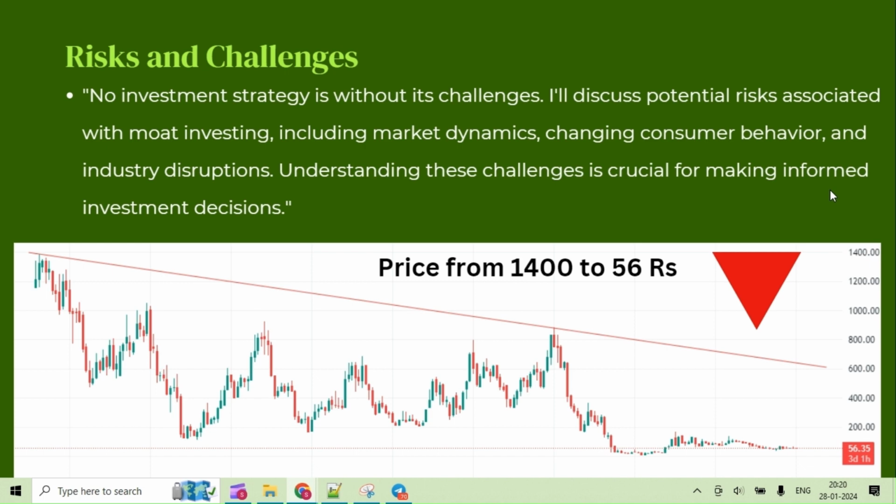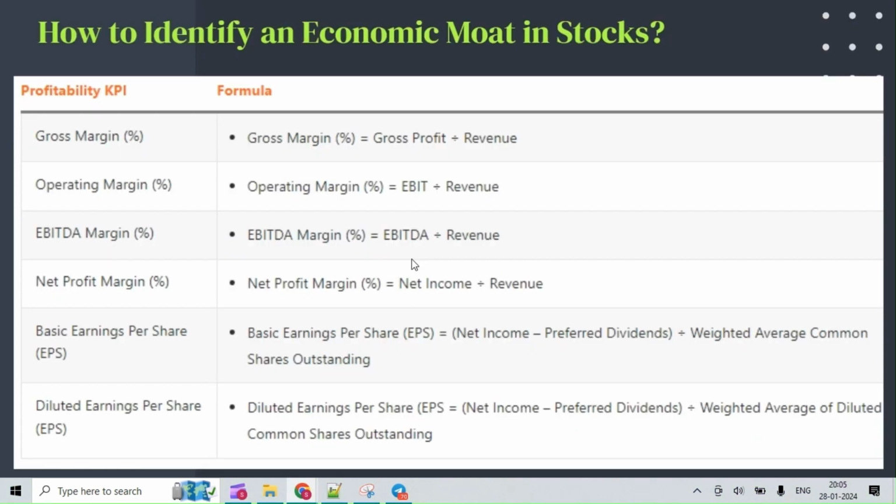We have to identify the correct moat stocks, and we have to identify the correct business which will be growing in future, and whose competitors cannot overtake their business, right? Those kinds of things I will be discussing further. Next we will see the very important part: how to identify an economic moat in stocks, right?